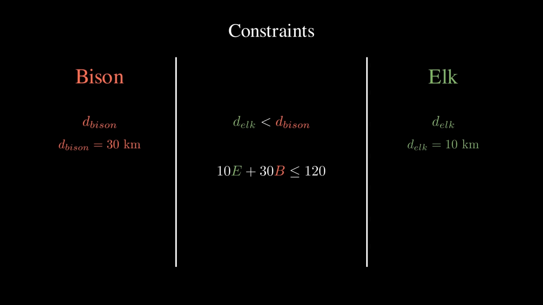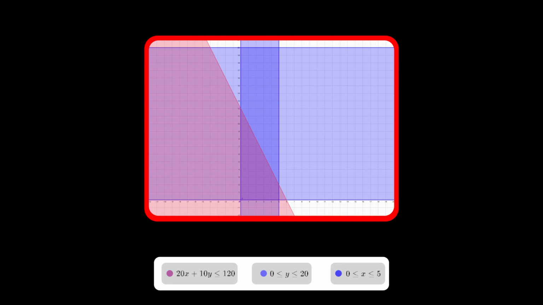Also, in his area, there are only 5 bison and 20 elk. This can also be expressed as inequalities. Based on this, we create a kind of shape within which the ideal solution can exist. Since we know that optimization is in essence a study of extremities, one of the vertices of this polygon will be the maximal solution we are looking for.